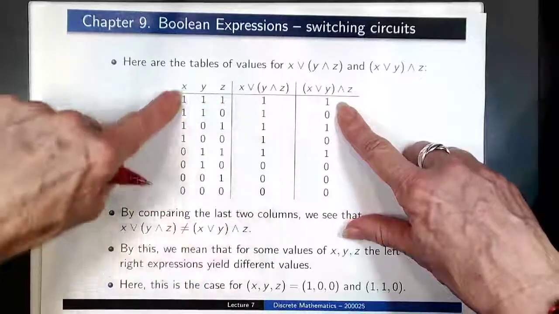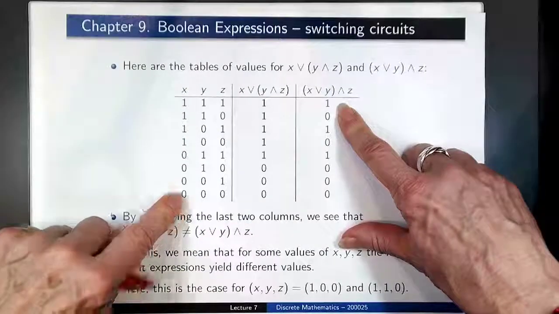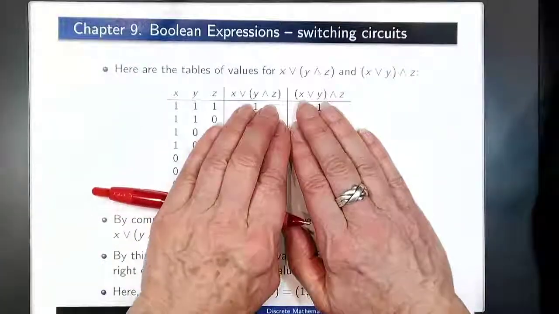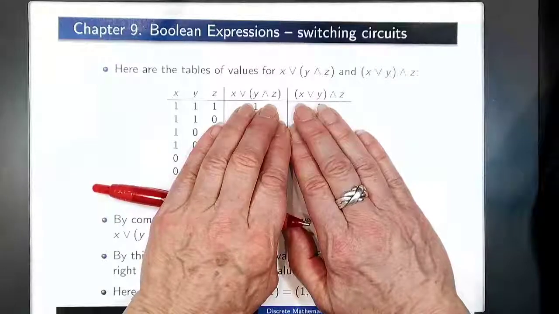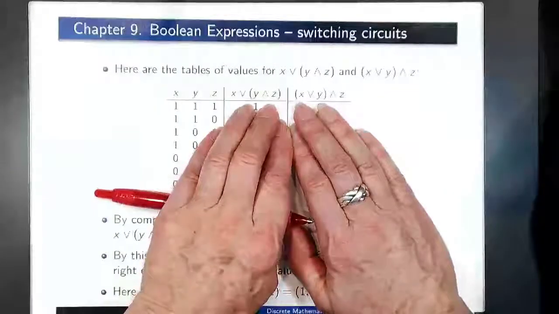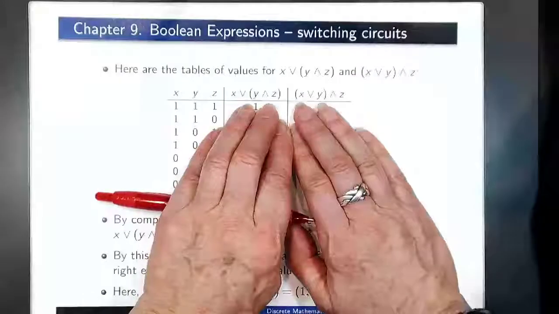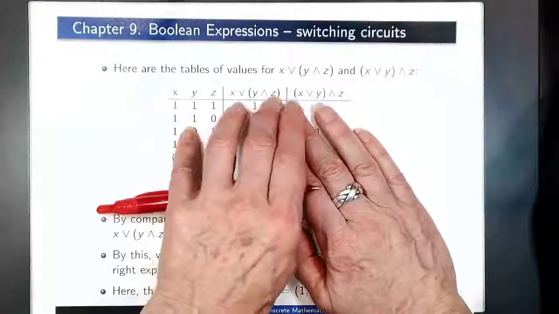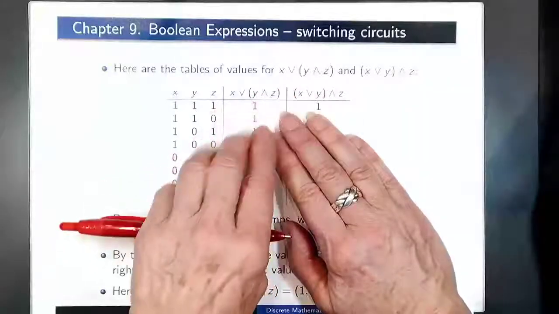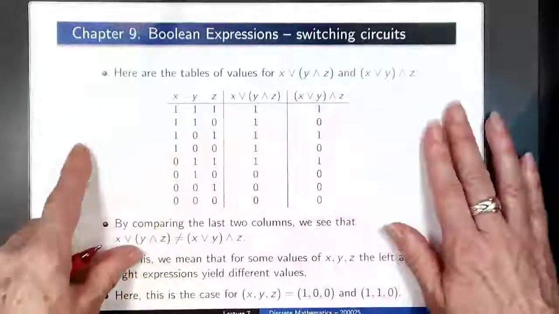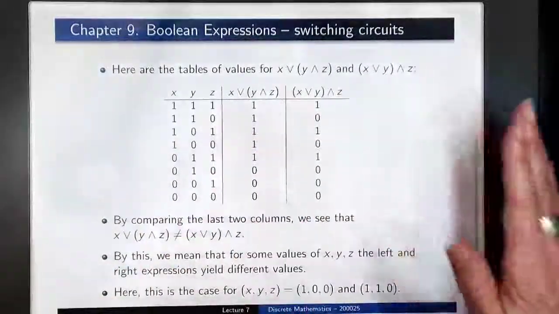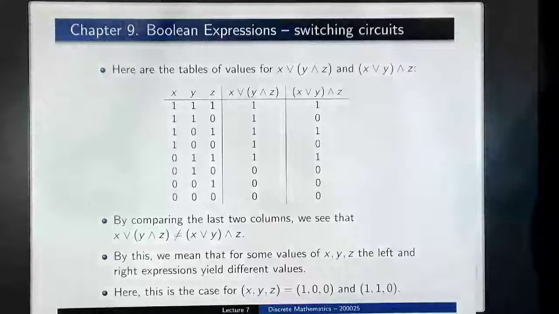These are the 2 Boolean functions you've seen so far with 3 inputs. And they look quite similar, don't they? It's only the brackets that are different. They're both X or Y and Z, but the brackets are in a different place. But look, the functions are different. That's why you've got to have brackets.